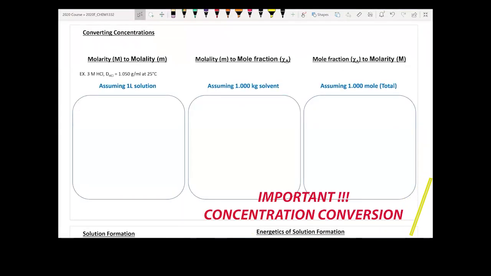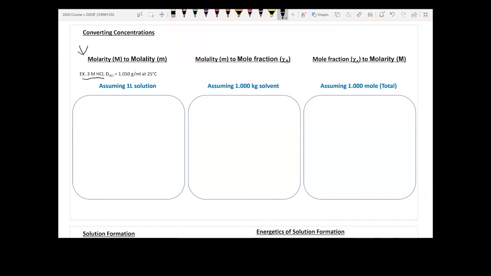So here is the first example: converting the molarity to molality. You have 3M HCl. The density of this solution is that much at that temperature.